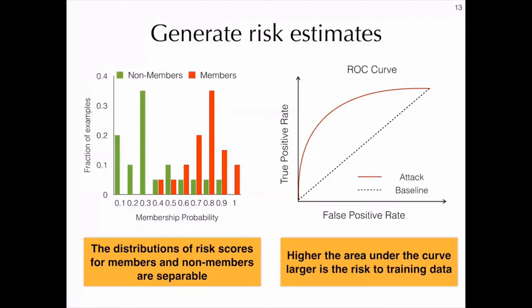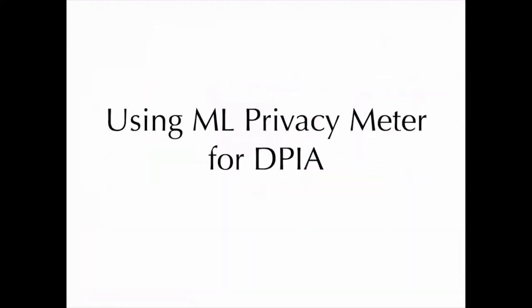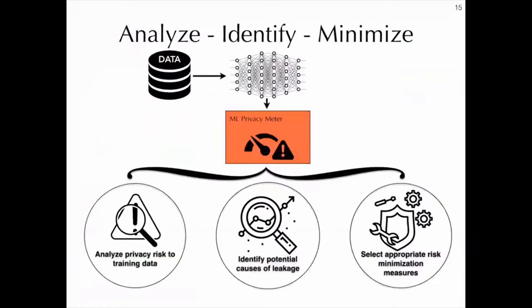These numbers not only quantify the success of a membership inference attack, they can also be seen as a measure of information leakage from the model. Such quantification of risk from machine learning models can be very useful in performing a data protection impact assessment, DPIA. The key aim of performing a DPIA is to analyze, identify, and minimize the potential threats to data. ML privacy meter can help practitioners in all these three steps of performing a DPIA.